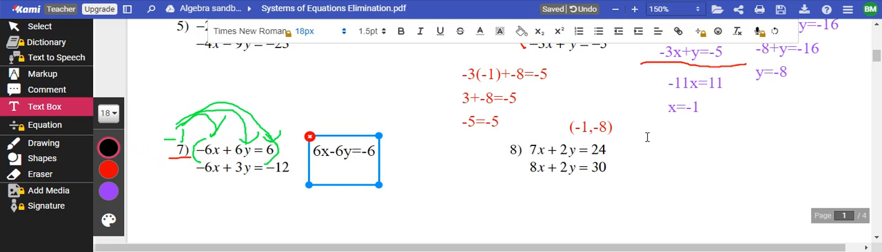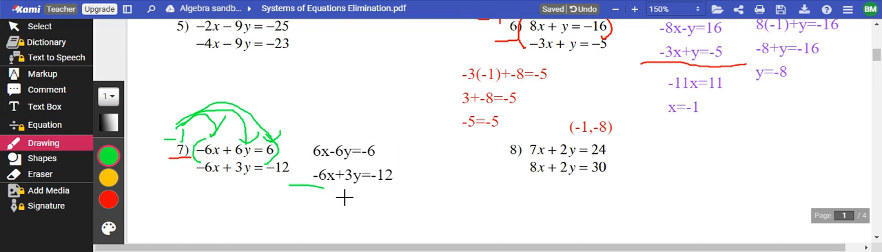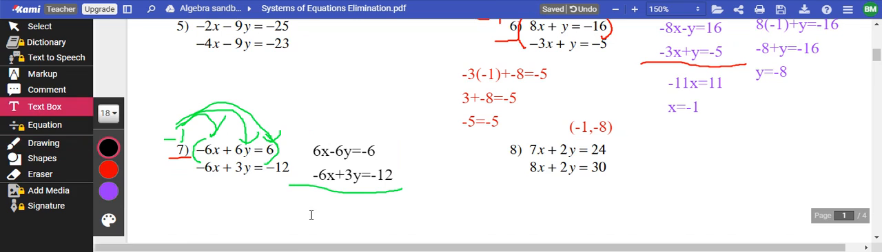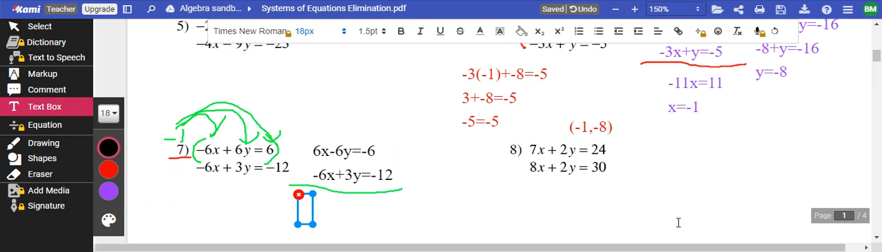Okay. So I've got this. And then I'm going to just put the other one right under it. -6x + 3y = -12. And I'm just going to add straight down. Just going to add straight down. And that gives me -3y = -18. I divide by negative 3, and I'm going to get y = 6 as my answer.